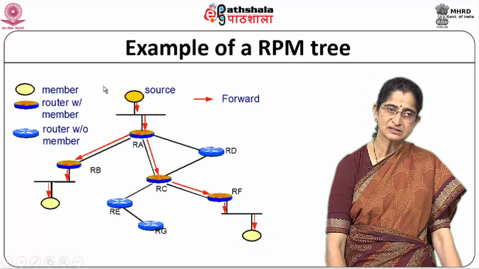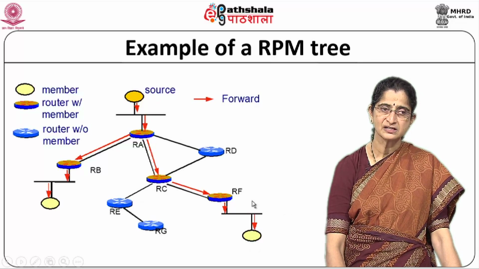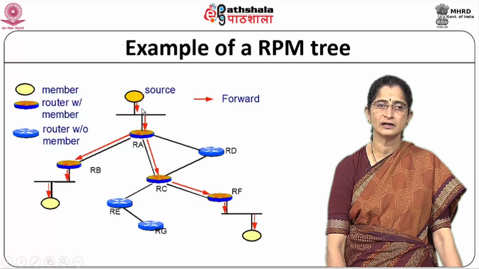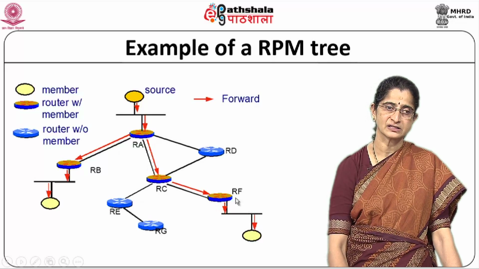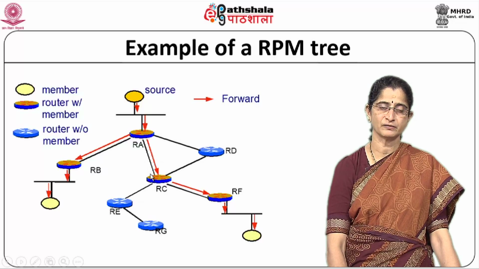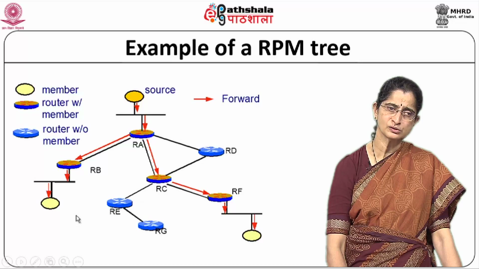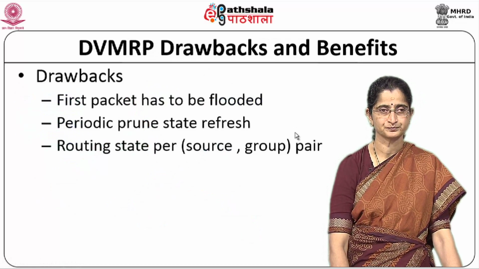Once this tree is constructed, the tables at RA, RC and RF are set so that when a packet is received for this particular multicast group address, it will be forwarded on these interfaces. At RA, it will be forwarded on these 2 interfaces. RC will forward it on 1 interface and so on. So, this is basically how the reverse path multicast tree will be constructed.